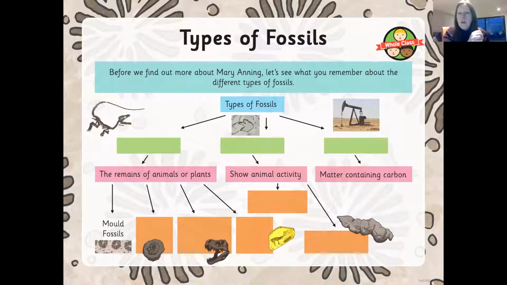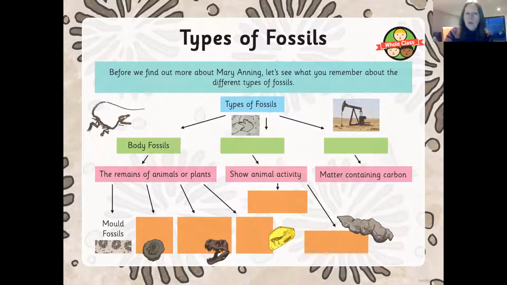So, before we find out a bit more about Mary Anning and about how she fits in with all of this, let's just remind ourselves about different types of fossils. There are lots of different types of fossils that we started looking at last week in science, if you managed to have a little look at that. But if you didn't, this will be a little introduction to you, just to make you aware of all the different types that there are.